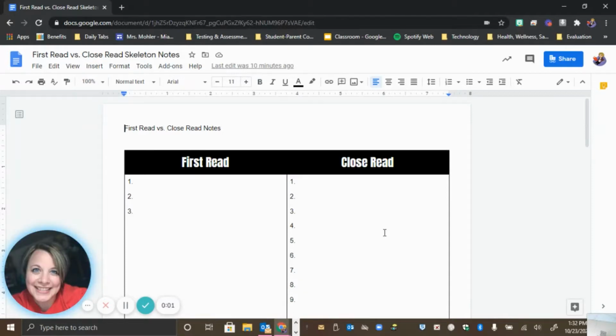Okay, we're going to talk about the difference between first read and close read. And these two terms are definitely not the same. Again, it implies that you're reading a text more than once. What really bothers most kids is, I don't want to read it more than once. I didn't want to read it once to begin with, let alone more than once, right? And that can be troubling to people.